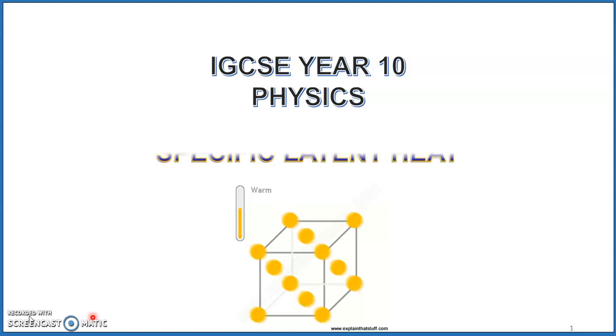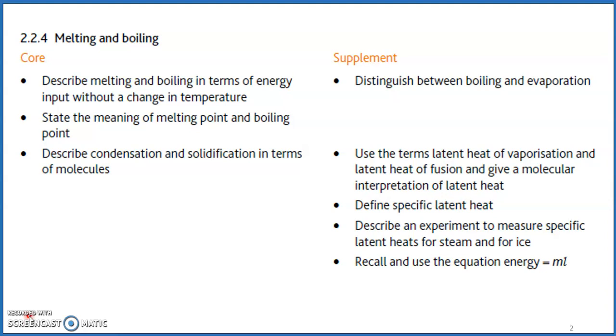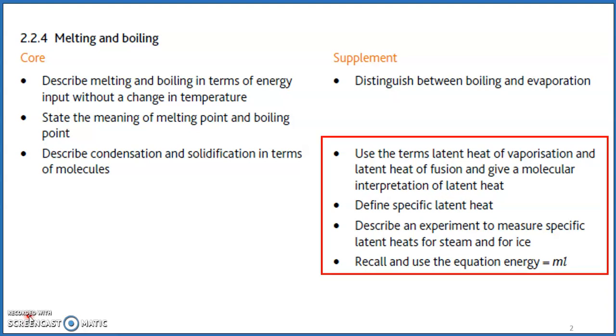In this video, we're going to talk about specific latent heat. Under IGCSE Physics latent heat, the students have to know how to define specific latent heat, mainly latent heat of vaporization as well as latent heat of fusion, and the students have to know how to interpret in terms of molecular level for these two latent heats.